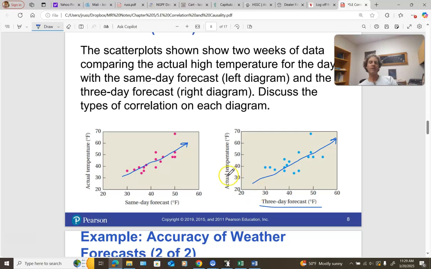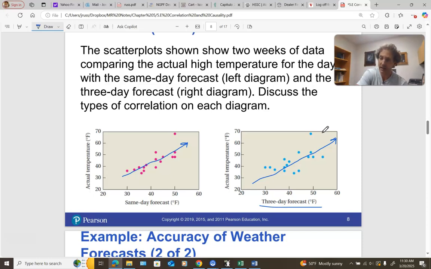And you could imagine, what if these high temperature forecasts were done 7 days out? Then you'll still see a positive trend, but this data will be spread out much more, okay? So the strength of the correlation will be much weaker. The strength of the correlation here in this first scatter plot is actually quite strong. And then this is weaker still, okay, but it's still a positive correlation. That's why, guys, when you're looking at a weather forecast and you're looking at it 7 days out, there's a lot of room for error there, okay?